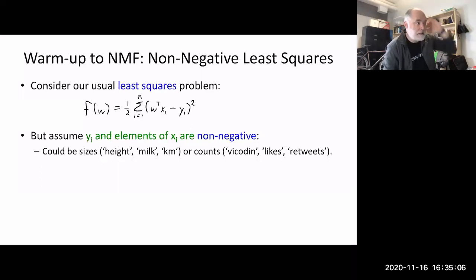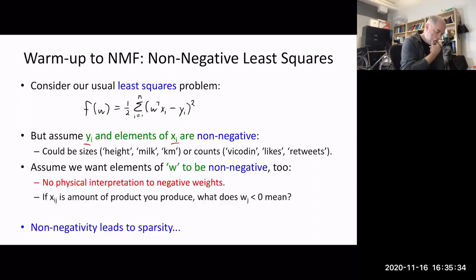Okay. So let's talk about least squares, not PCA. Let's do our usual least squares. But here we're going to assume that the y's and the x's are non-negative. It could be sizes or counts, something like that, where it doesn't make any sense for somebody to be negative 153 centimeters tall. And we're going to assume, just for pedagogical purposes, that we want W to be non-negative as well, in that there's no sensible interpretation for negative weights. If X is the amount of a product you produce, what does a negative weight on that mean? It doesn't make any sense.